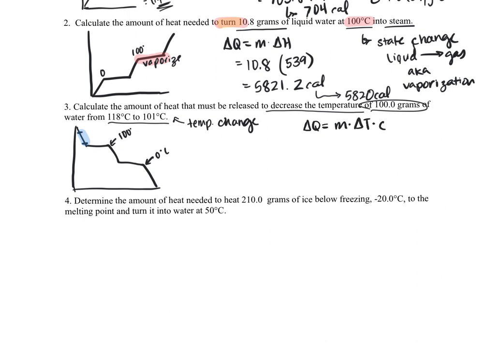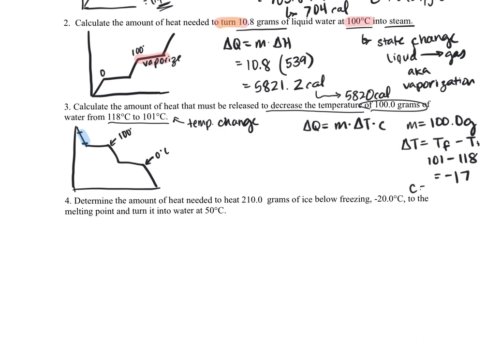And I also need to decide what specific heat to use. So my mass is 100 grams, easy. My change in temperature, remember it's final minus initial. So our final temperature is 101, our initial was 118. So I don't really like the way that looks. 101 minus 118, so that means we've lost 17 degrees. Is it okay to have negative temperature? Yes, because the temperature went down, so we would expect it to be negative.